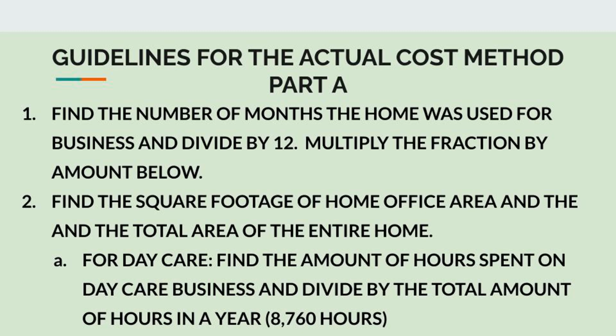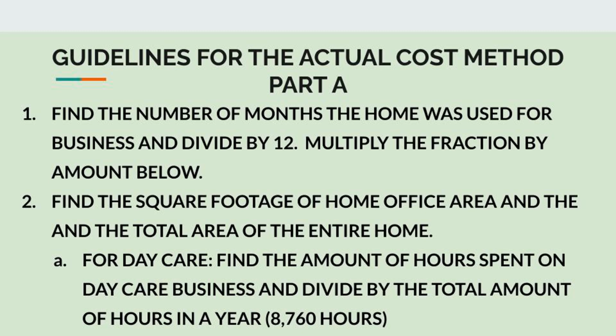Now let's go over how to do the actual cost method. The first step is to find the number of months the home was used for business and divide by 12. Again, it's the same thing as the simplified method. In the second stage, you're going to find the square footage of the home office area and the total area of the entire home. So what you need to do is measure the square footage of the designated home office area, and then also measure the area of the entire house.